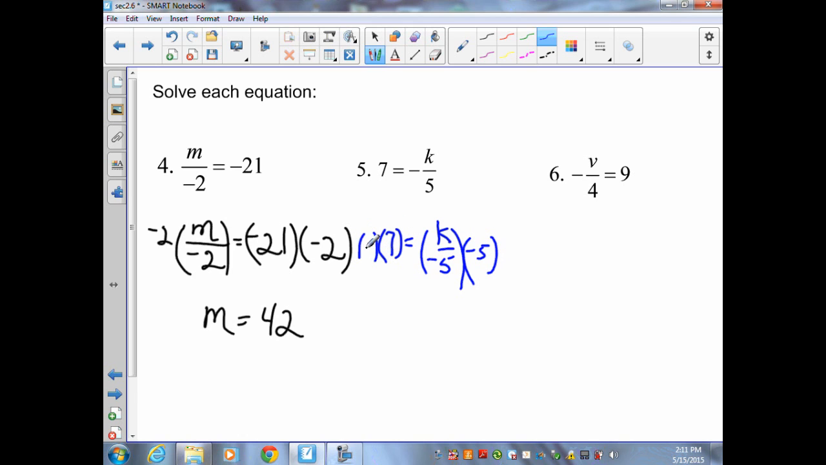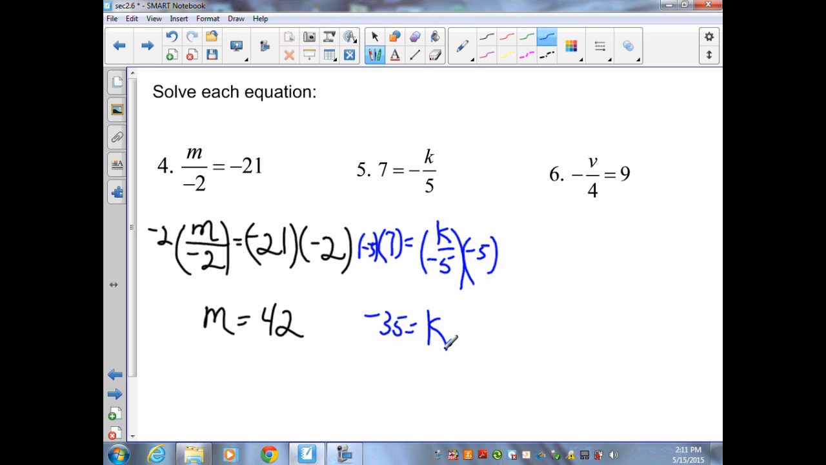And notice I use parentheses to show multiplication. On the left side, a negative times a positive is a negative. 5 times 7 is 35. And negative 5 times 1 is a negative 5, but a negative 5 divided by a negative 5 is 1k. k equals a negative 35.